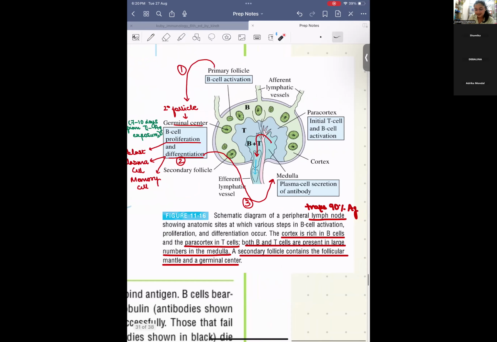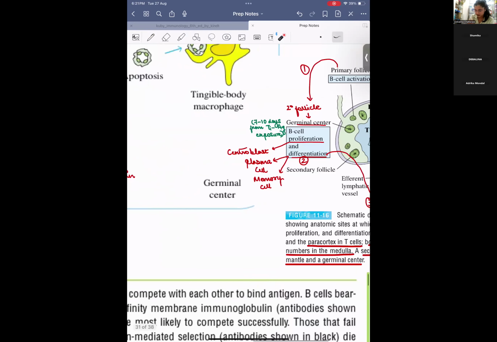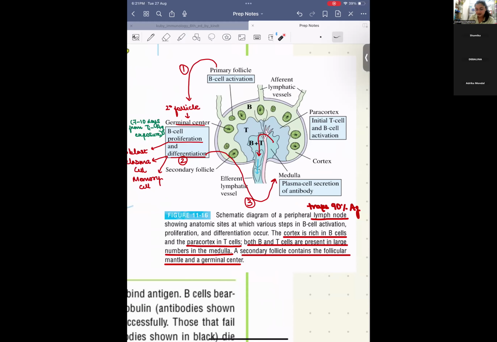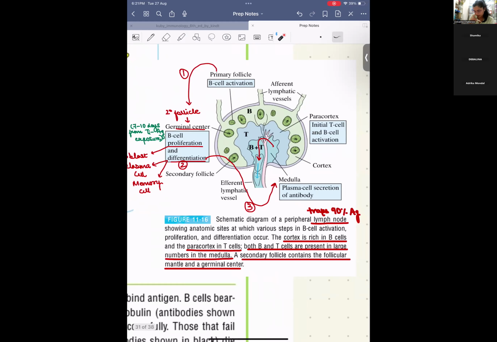We will see exactly what the steps are in this process of differentiation, just in a couple of minutes. Once we have these two cells forming, the plasma cells and the memory cells, the third process is from this. So this primary follicle was there in the cortical region. The secondary follicle is somewhere around the margin of the cortex and paracortex. The paracortex is where the T cell and B cell encounter is happening. In this process, both T and B cells get activated.